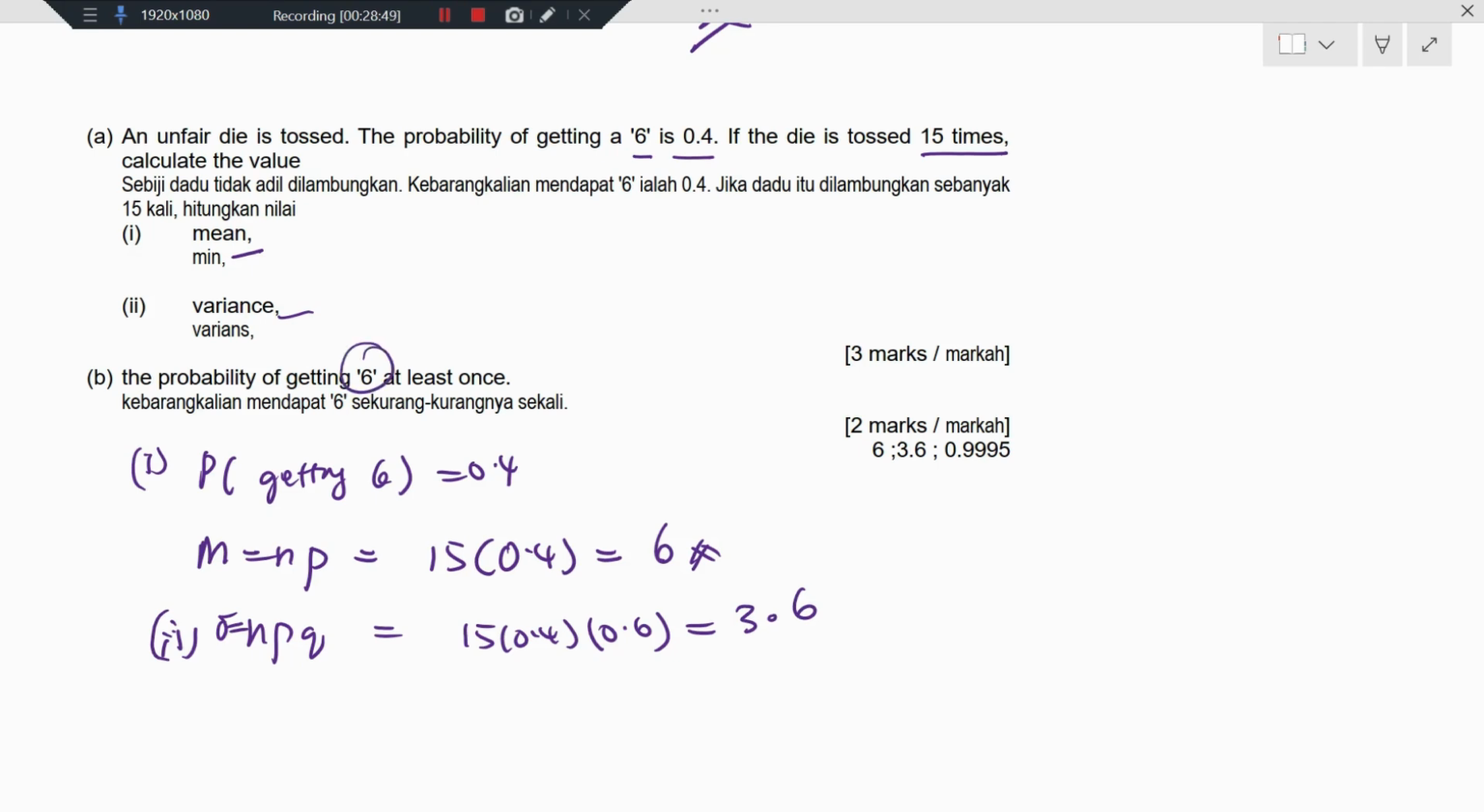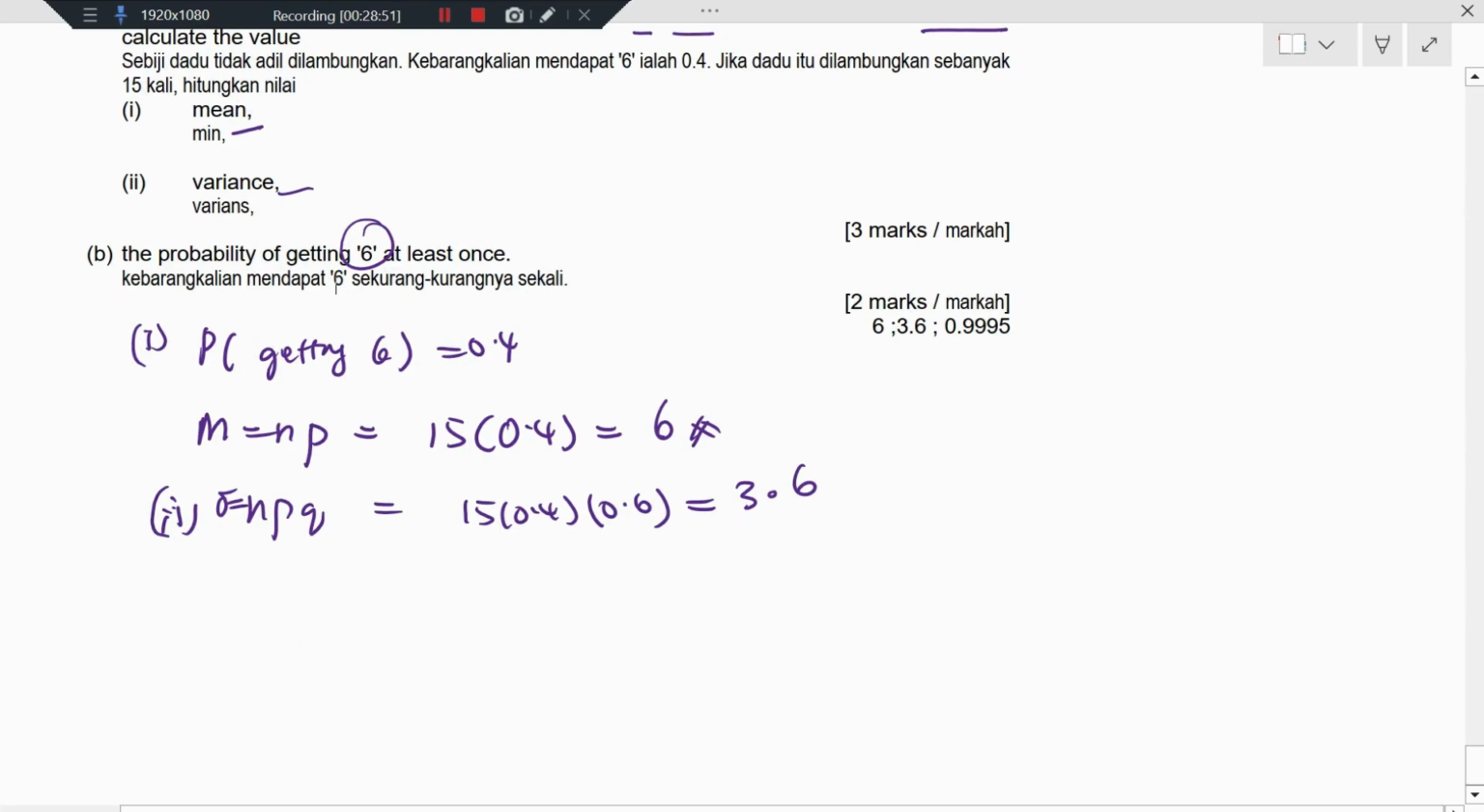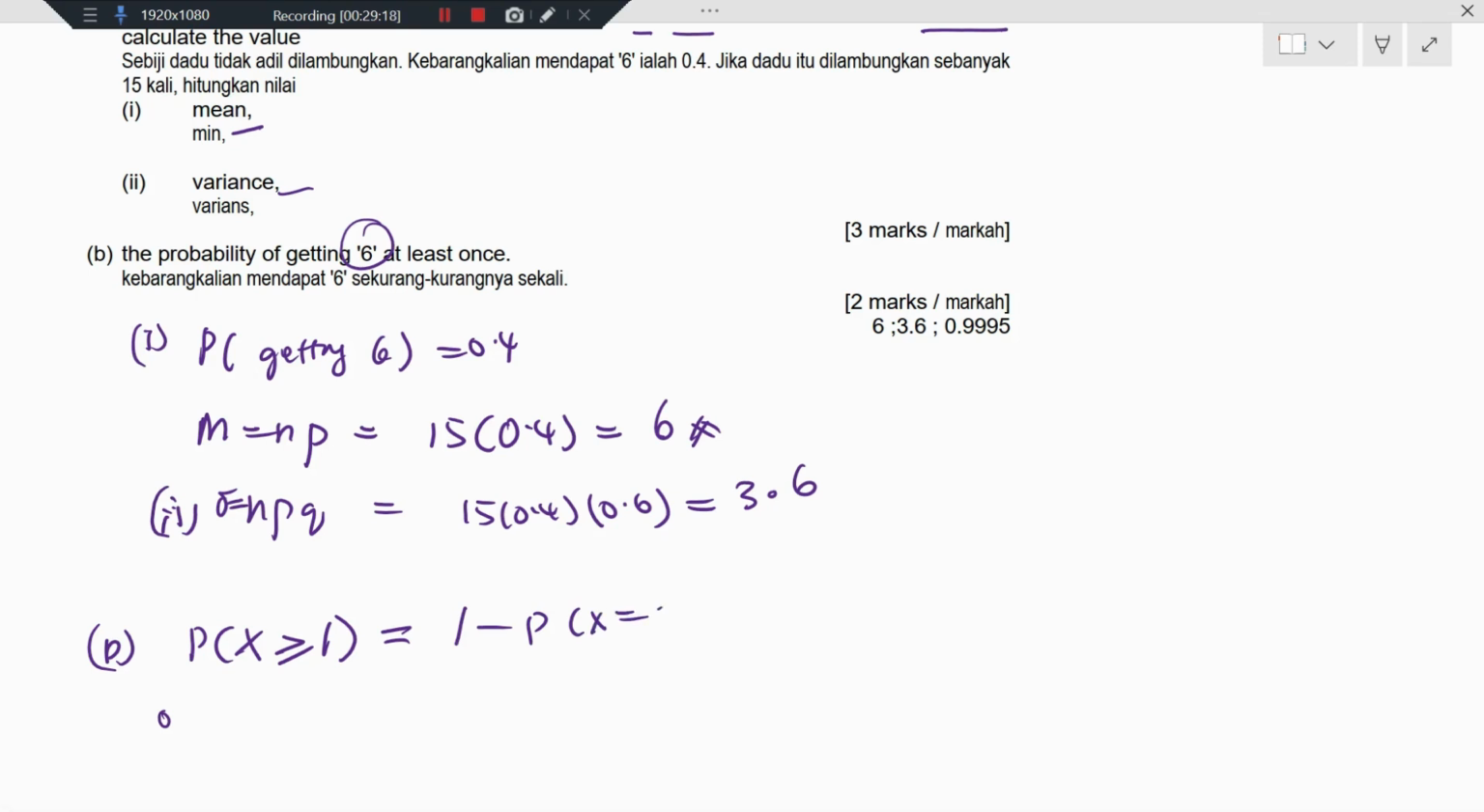Probability of getting 6 at least once. That means probability of getting 6 at least once. So the x will be the number of 6s. At least one means 1 and more. I don't know how many times, until 15 times, right? So it is impossible to calculate 1 until 15 times. So instead of that, you think opposite. If x is 1 or more, the opposite is just 0, right? So 1 minus probability x equals to 0.